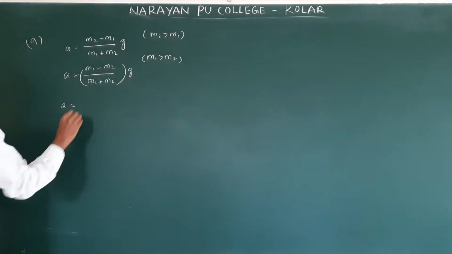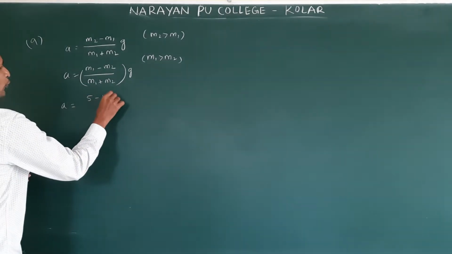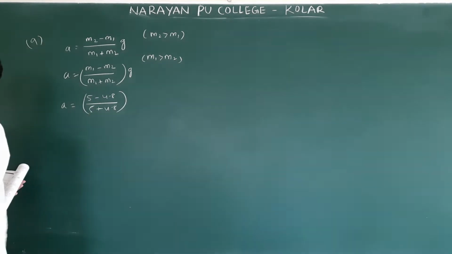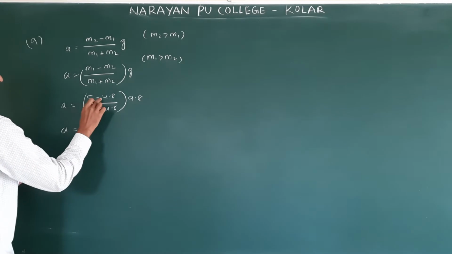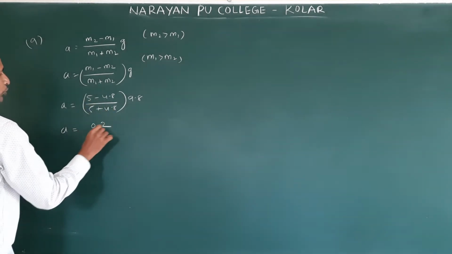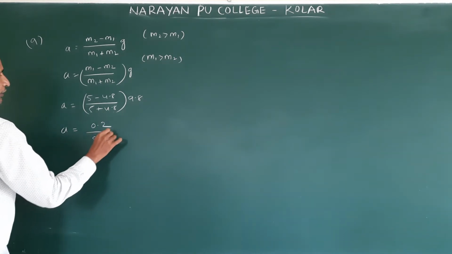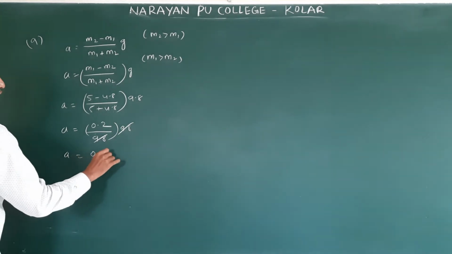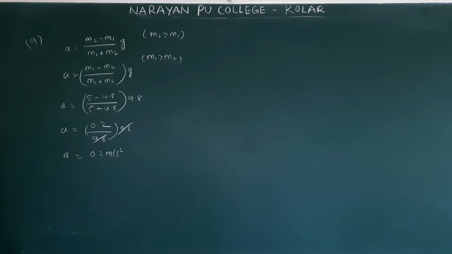Substitute the values. 5 minus 4.8 by 5 plus 4.8. G, asking us to take 9.8. So A is equal to 5 minus 4.8, 0.2, by 5 plus 4.8, 9.8, into 9.8. Cancel. A is equal to 0.2 meter per second square. Next, 10th one.